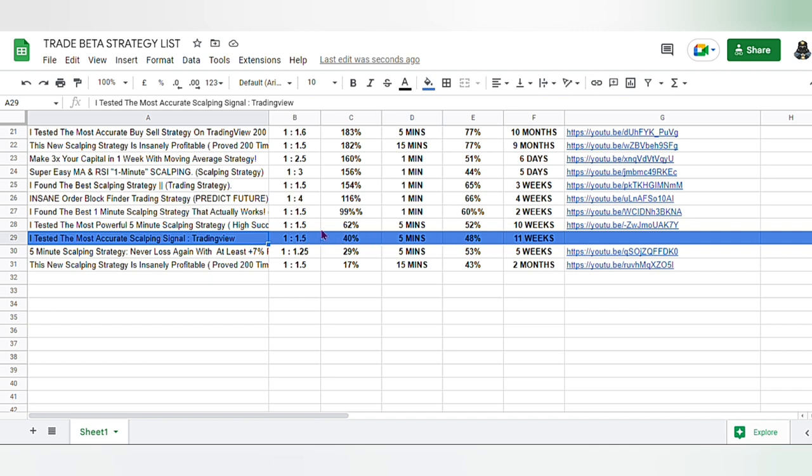So yeah, traders, definitely give this strategy a try, and make sure you do the proper backtesting and forward testing before trading live.